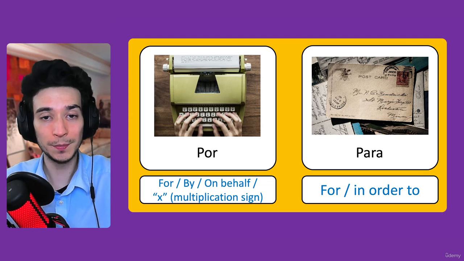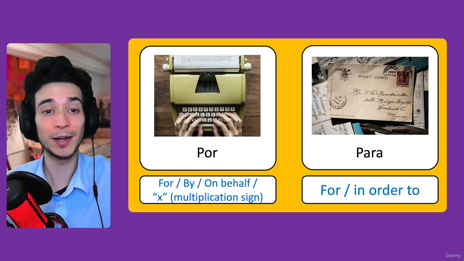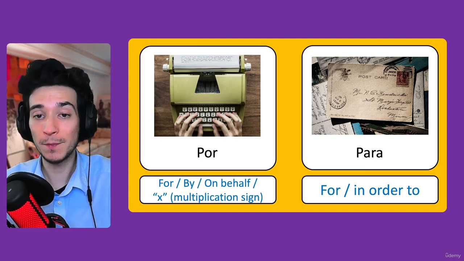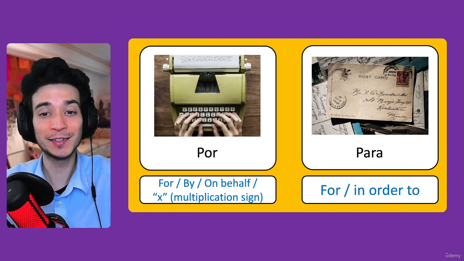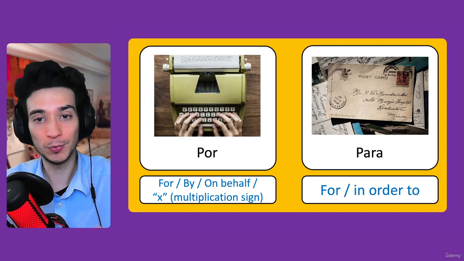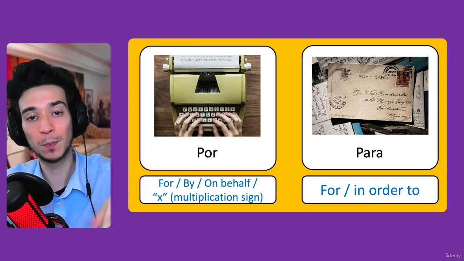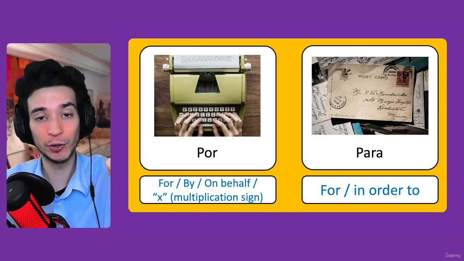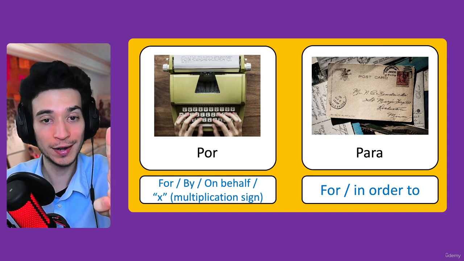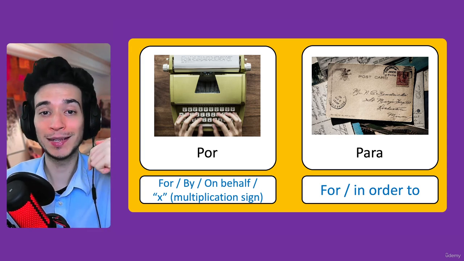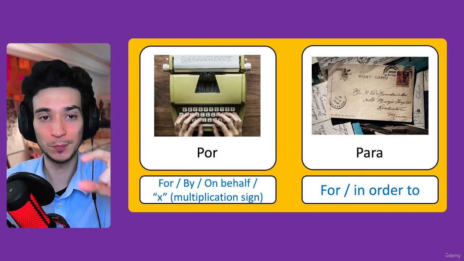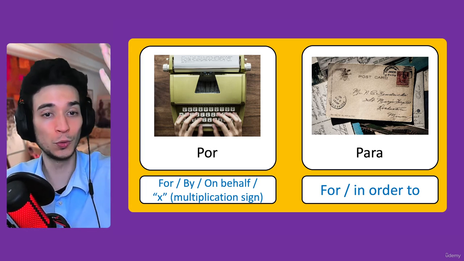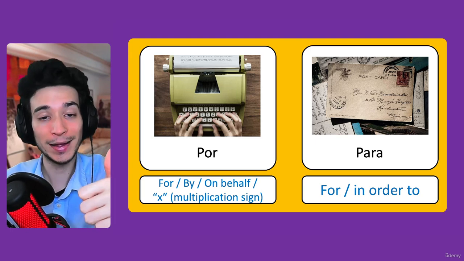So por means for. Okay, right here. Por, for. But we also have para, which also means for. So this is where the problem begins, because both of them mean for. But there are also other ways of using it. For example, por means for. It also means by. So for example, you write a book, you would say por, and then Hugo, my name, por Hugo, by Hugo, by.